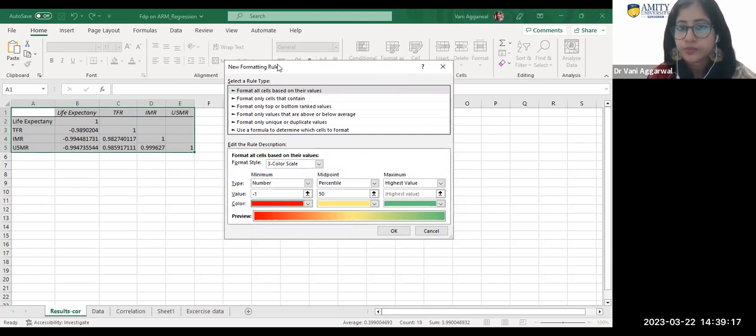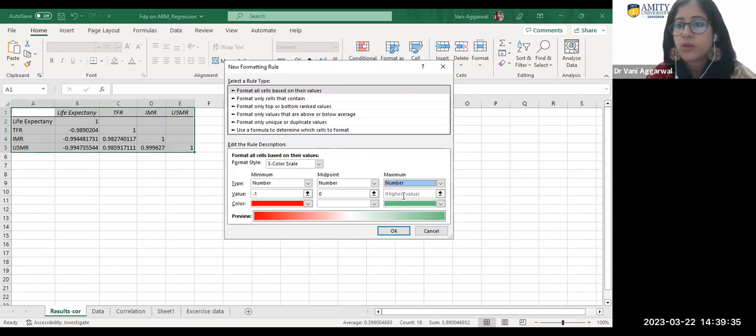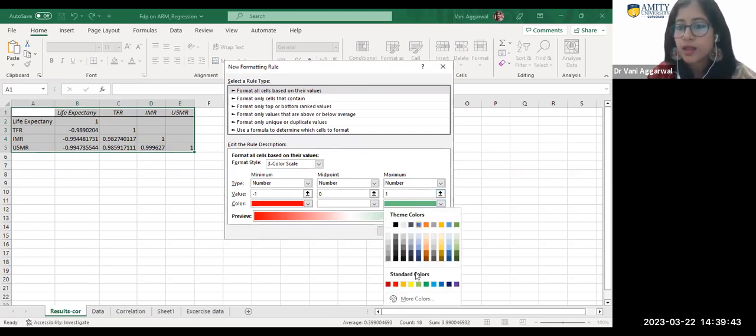Then for midpoint, click on number again. Our second value is 0. For 0, I'm selecting white color. Then for maximum, click on number, and maximum is our 1, because the range is from -1 to 1. Here I'll select this blue color.